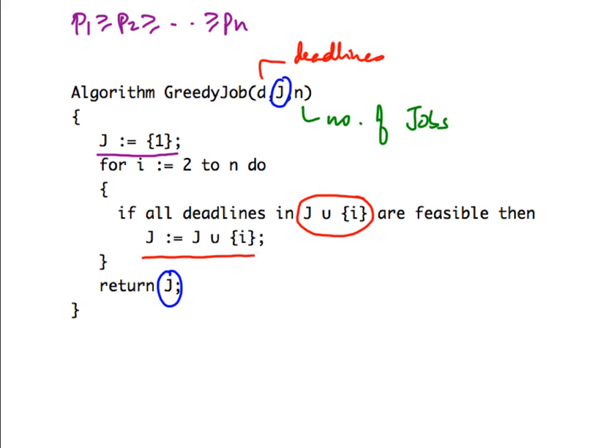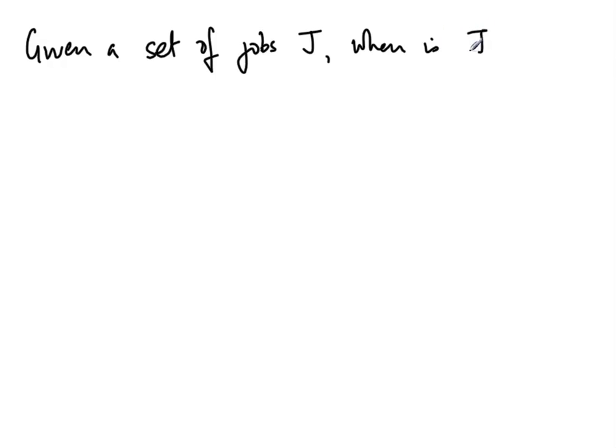One crucial thing that needs to be computed is this property. When we pick up a job i, how do we determine whether adding i to j retains feasibility or not? In general, the question is, given a set of jobs j, when is j feasible? When can I schedule all the jobs in j according to their deadlines?